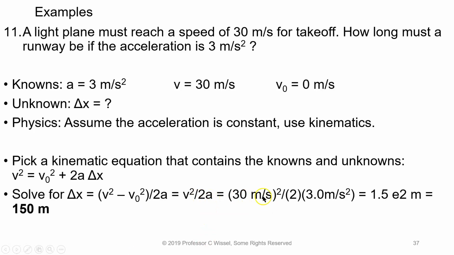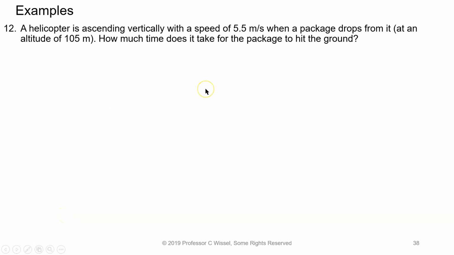Okay, so then you have 30 meters per second quantity squared divided by 2 times 3 meters per second squared. Units cancel out correctly, and you wind up with 1.5 times 10 to the 2 meters, or 150 meters. So he needs that runway to be at least 150 meters long. You know, when planes make that mistake, they try to take off when the runway's too short.